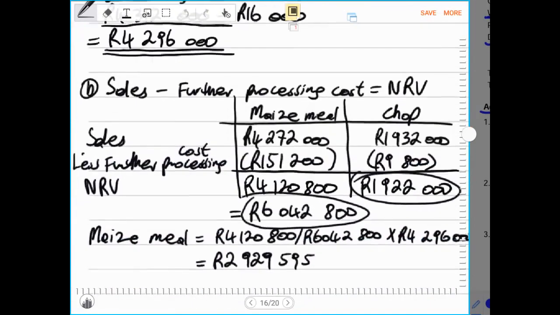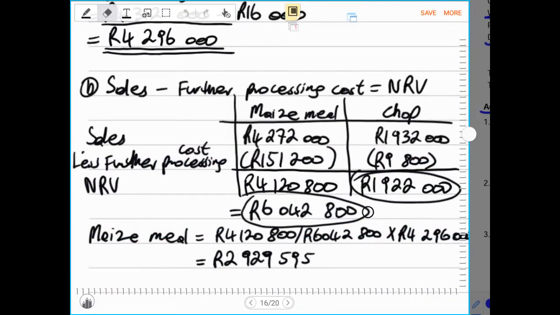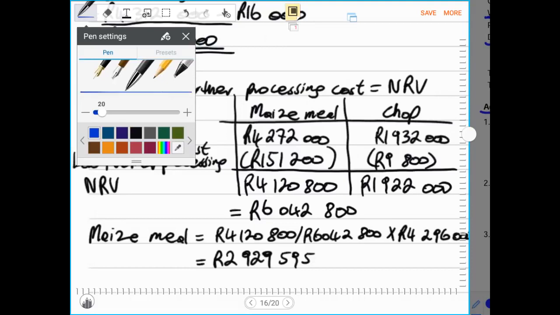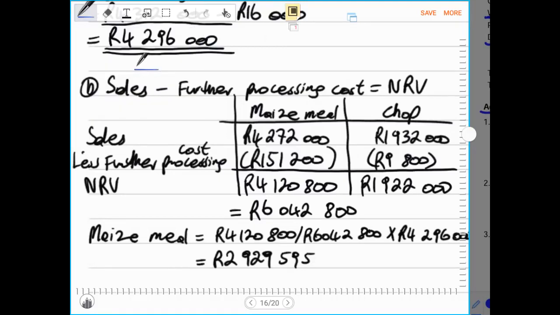Remember, we allocate them using the net realizable value method. And the question is, how do we get the net realizable value? It is the sales value minus further processing cost. Here is our sales value, and here is our net realizable value. Therefore, now we take the total of the two, we add the two figures, they give us the total of the net realizable value, which will be the base of allocation, meaning the amount that we divide with.